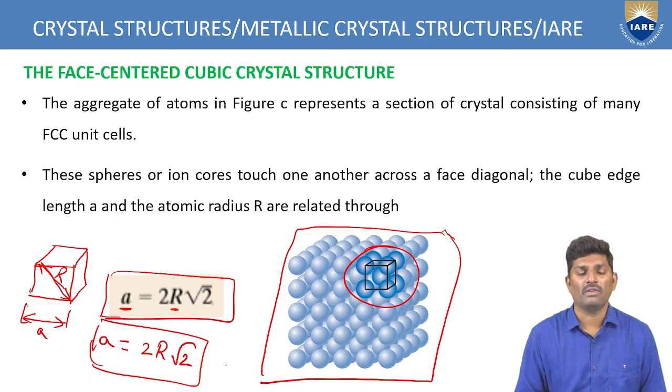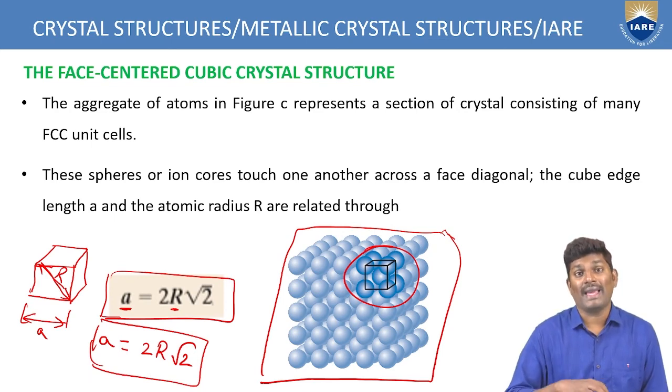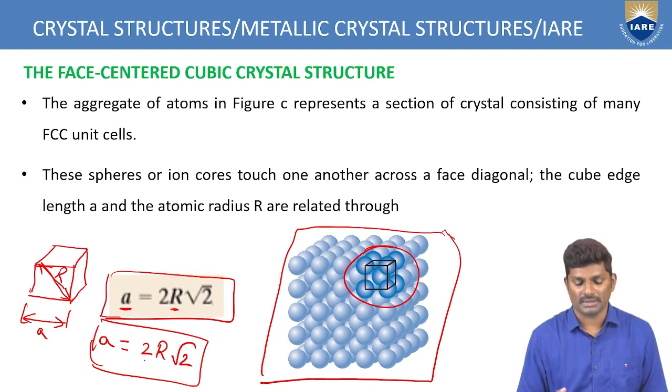Then you can easily find out the atomic radius related to the edge length of the atom. So a equals 2r root 2. By using this formula, you can easily find out the atomic radius. So this is about the face-centered. You have different formulas for different cubic structures.